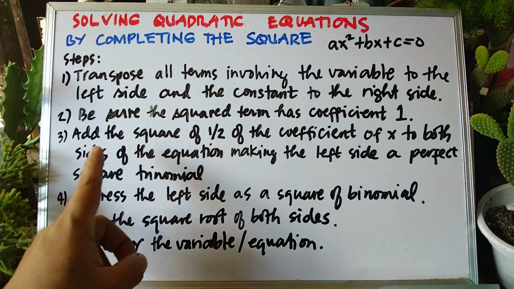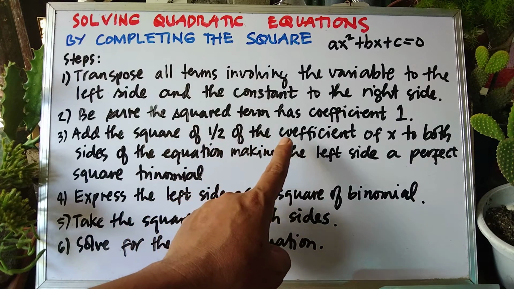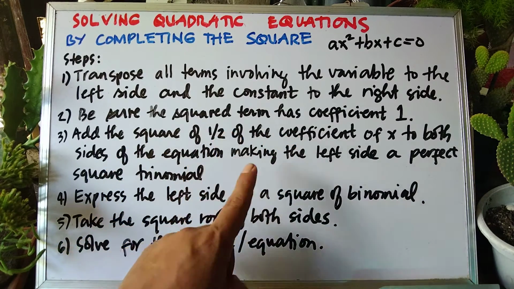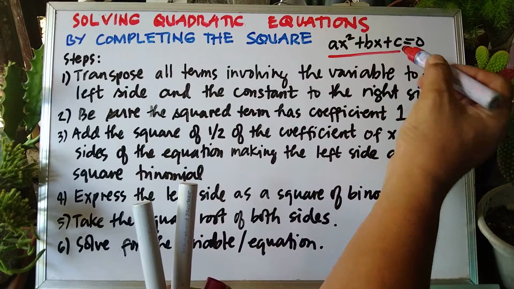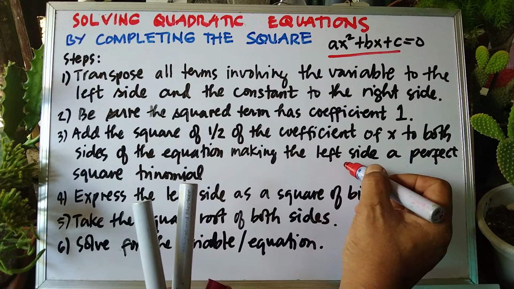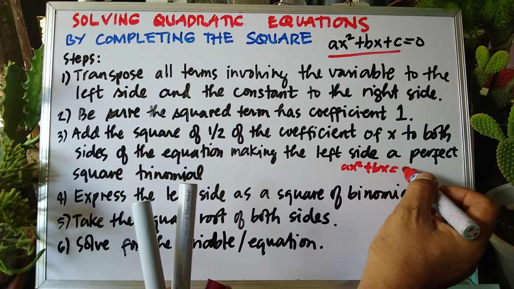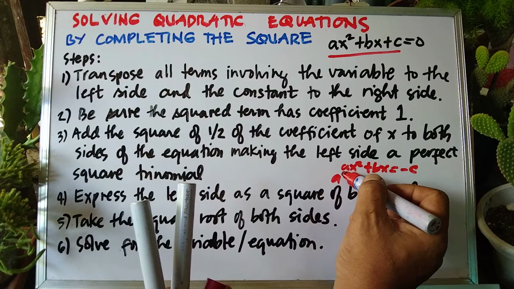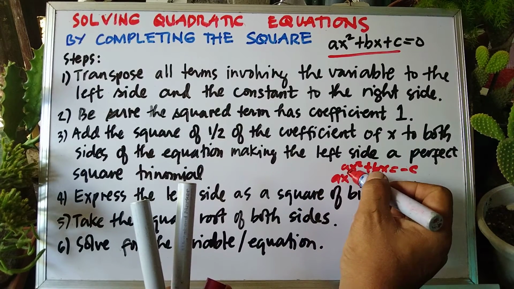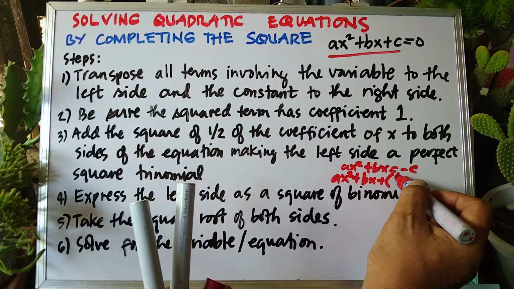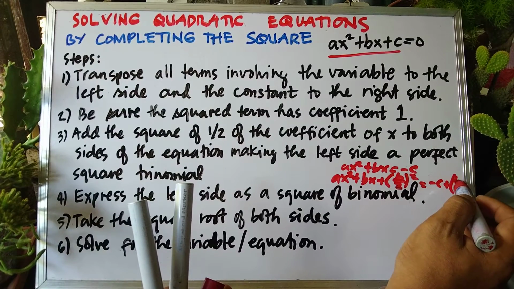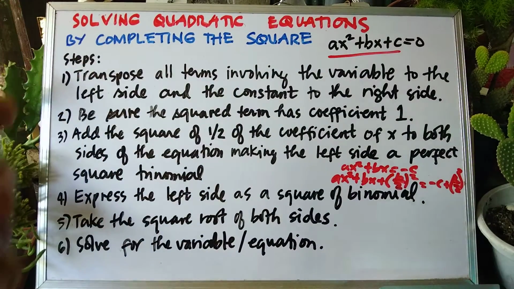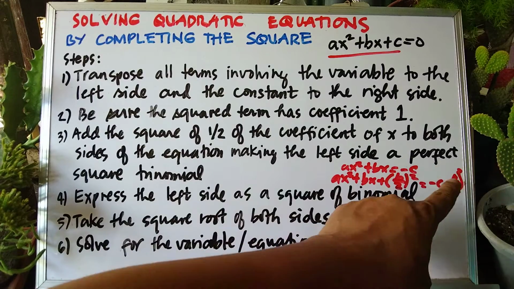Number 3, add the square of 1/2 of the coefficient of x to both sides of the equation, making the left side a perfect square trinomial. What does it mean? Kung ito yung makikita natin, ito yung standard form. Kung ilipat natin yan, simply that becomes ax squared plus bx is equal to negative c. Dapat i-add natin dito, magiging ganito. Suppose si a is 1, x squared plus bx plus (b over 2) squared is equal to negative c plus the square of b over 2. Kung ano yung i-add natin dito sa left side, doon din sa right side.